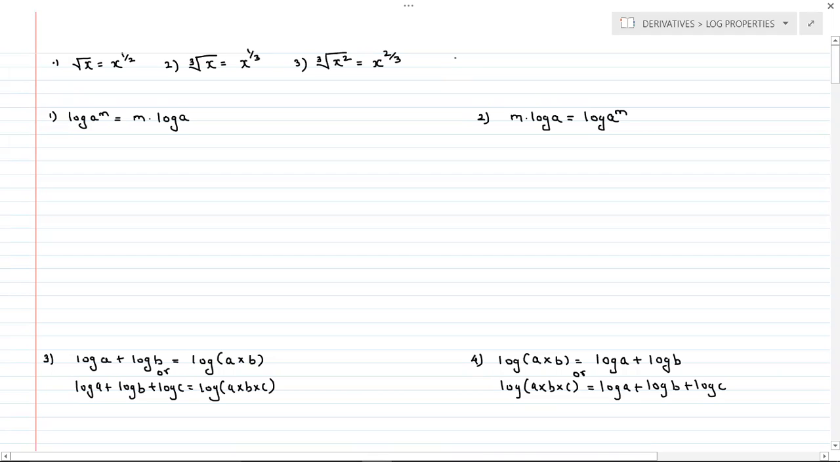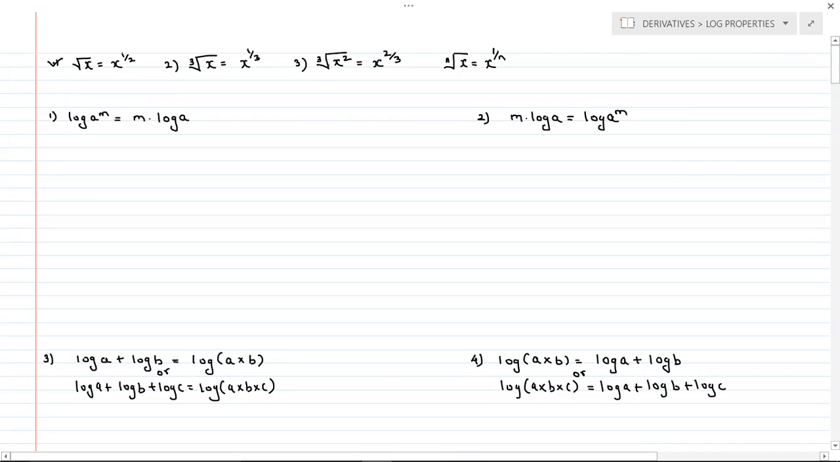Okay, so any root can be written as x raised to 1 upon n. Yes or no? So if it is a square root, you can write it as x raised to 1 upon 2. If it is a cube root, you can write it as x raised to 1 by 3. Like here, the first is root x. So root x we can write as x raised to 1 upon 2, because square root means 2, and cube root means 3, so it can be written as 1 upon 3.